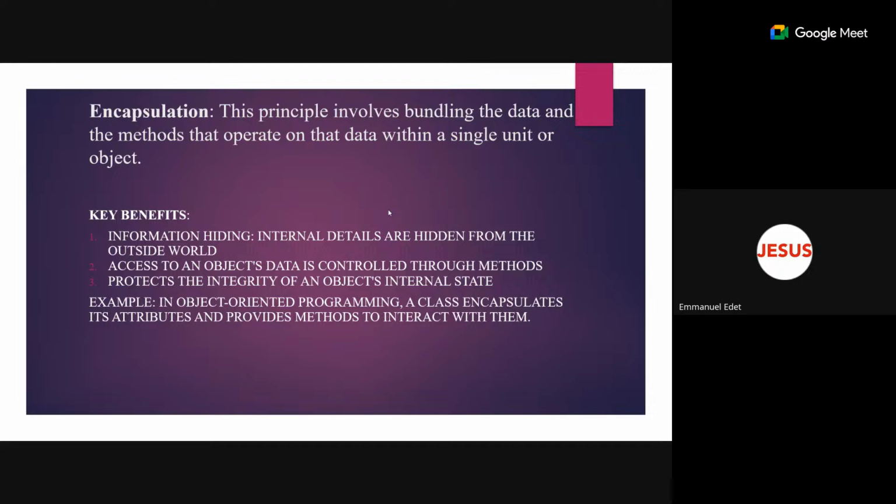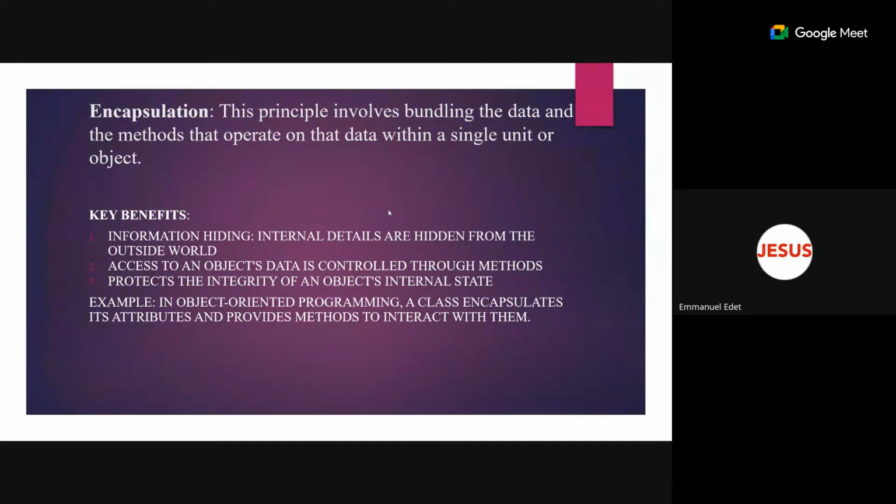Now, this is an example. In object-oriented programming, a class encapsulates its attributes and provides methods to interact with them. I know you might not still get this example I gave here, but in the course of the program, maybe when I'm about to start writing some code, I will show you what this encapsulation simply means. But just note this: a class encapsulates its attributes and provides methods to interact with them. We'll be seeing how this class encapsulates something and so on.